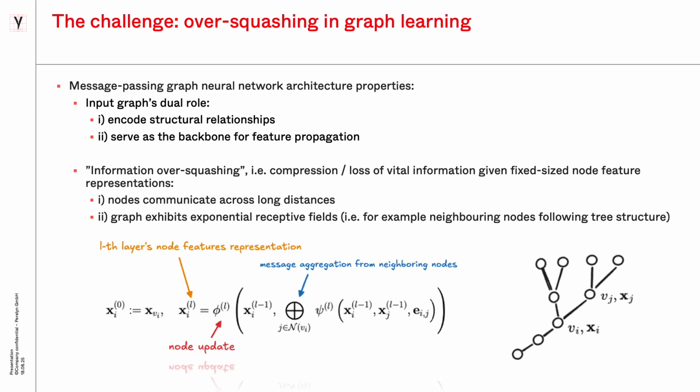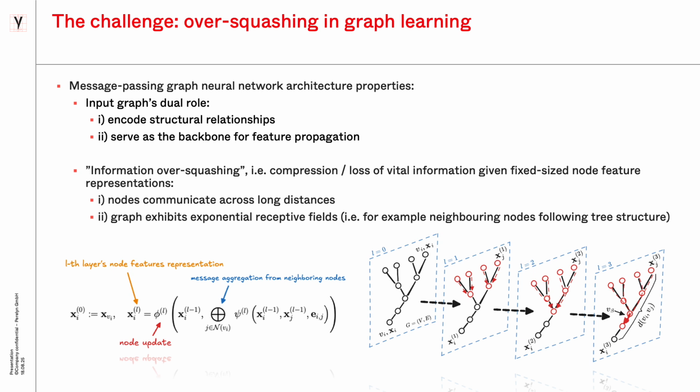If we quickly remind ourselves of the update rule for these message passing neural networks, basically, given one particular node vi here, for example, we update its representation by aggregating the information from the neighboring nodes, and then performing a node update. We have a few more nonlinear layers, functions in between, but that's the general procedure.